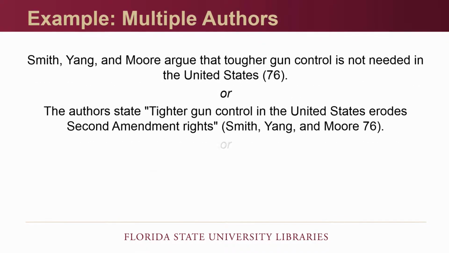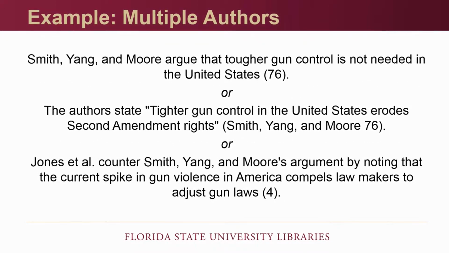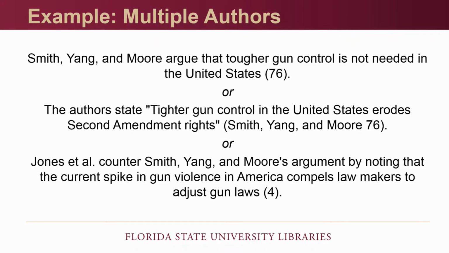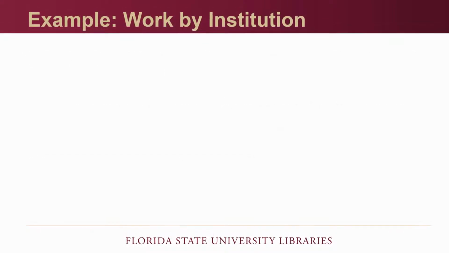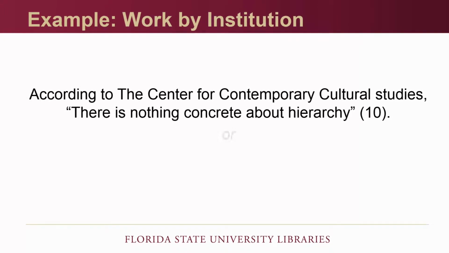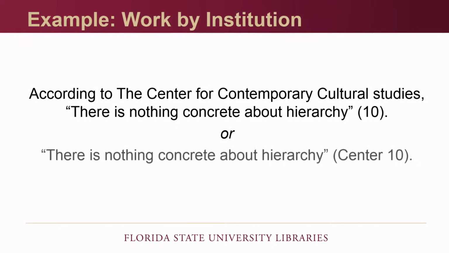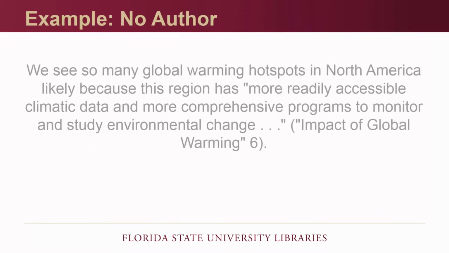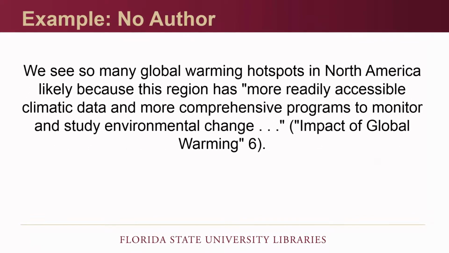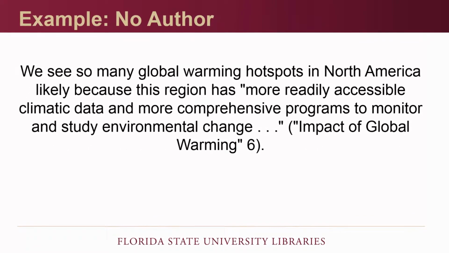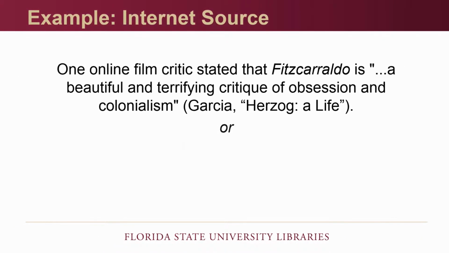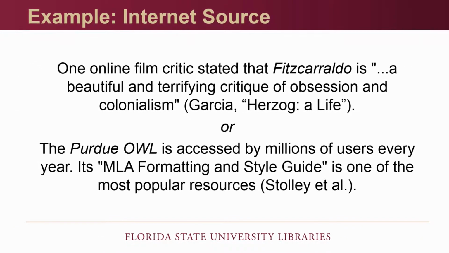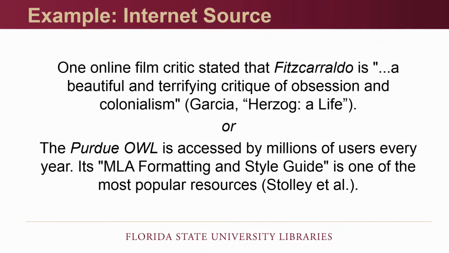When a work has multiple authors, quote them all. Or, if there is more than 3, quote the first and add et al. If a work has been developed by a corporation or institution, you can quote the institution. If there is no author for the work, you can quote the title of the material instead. For internet sources, a page number is not necessary, but you can still reference the title of the work as well as the author.